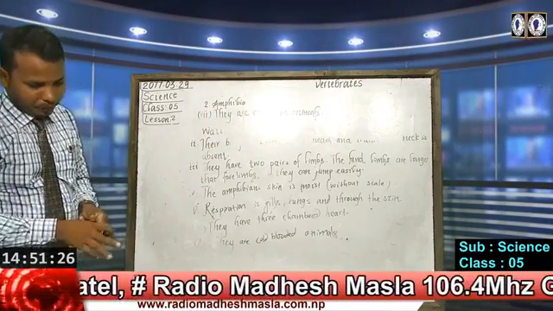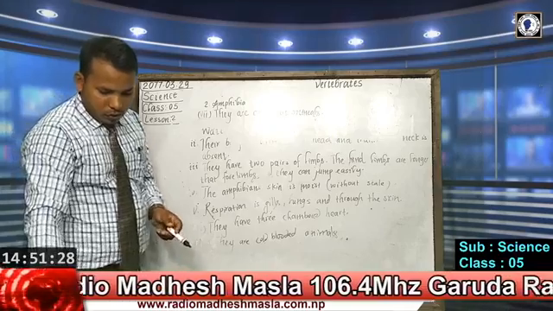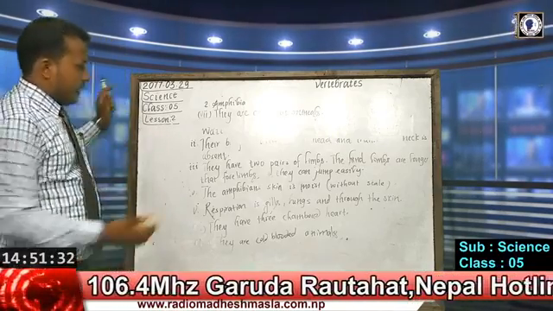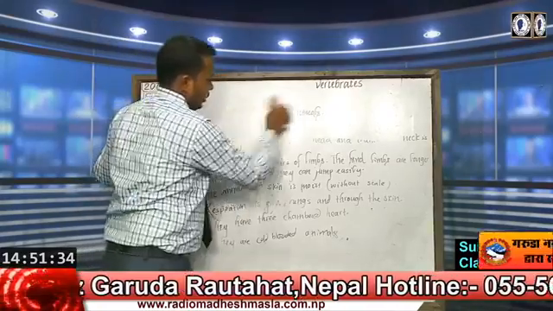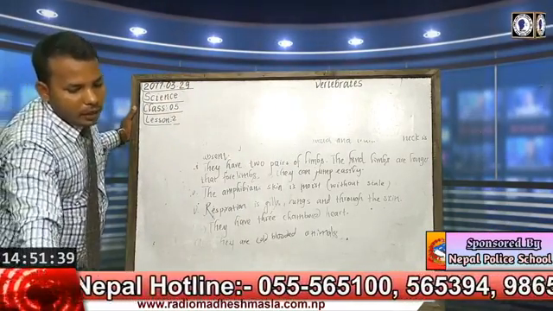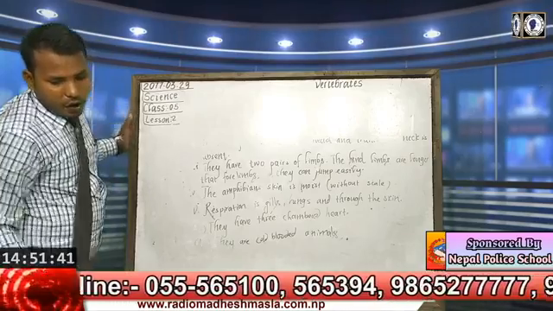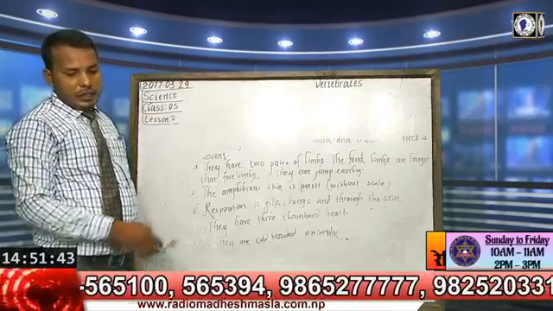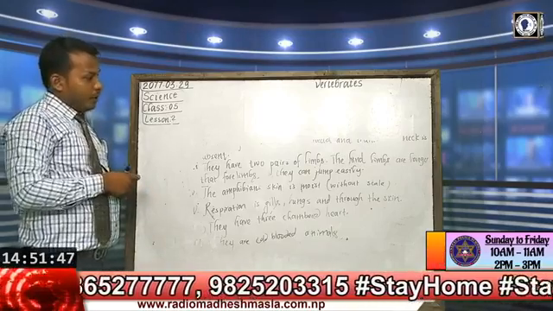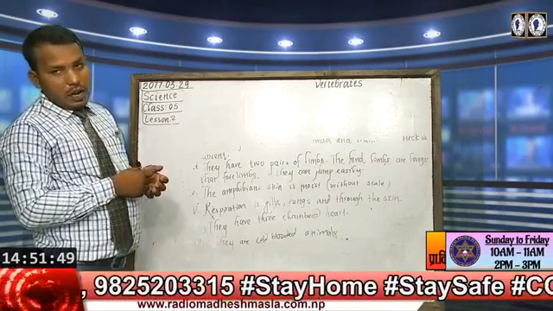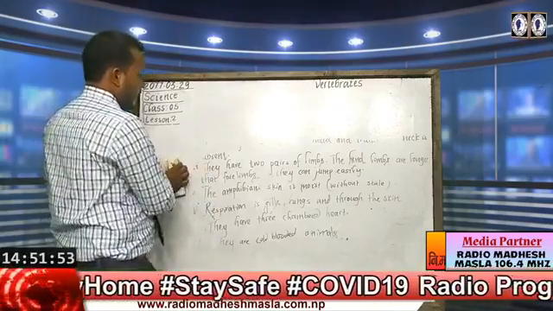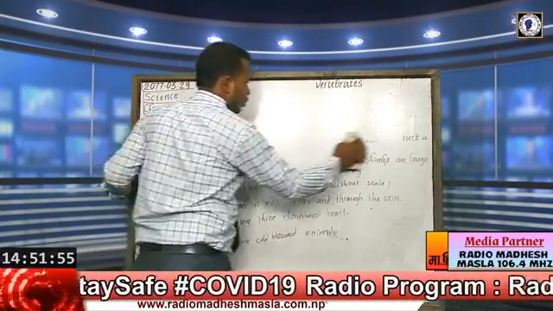Next, amphibians. What are the examples of amphibians? Do you know? The examples of amphibians are frog, salamander and toads. Next, class 3, reptilia. Do you know reptilia?